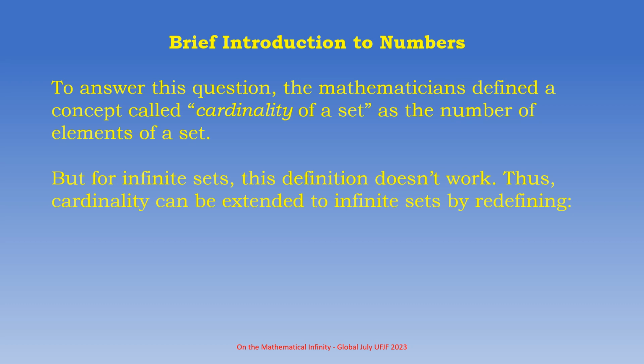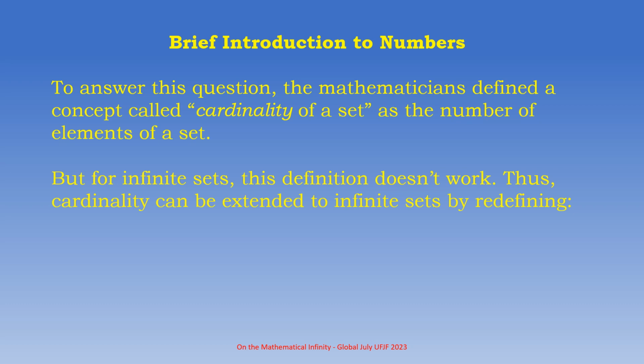But to answer this question, the mathematicians defined a concept called cardinality of a set as the number of elements of a set. The cardinality of a set of 5 cats is 5. The cardinality of the set of all of the students attending my lecture is maybe 20 or 30, let's say 25 or 23. That's the cardinality of the set. But the cardinality for infinite sets, that's subtle. That's a little bit more sophisticated.